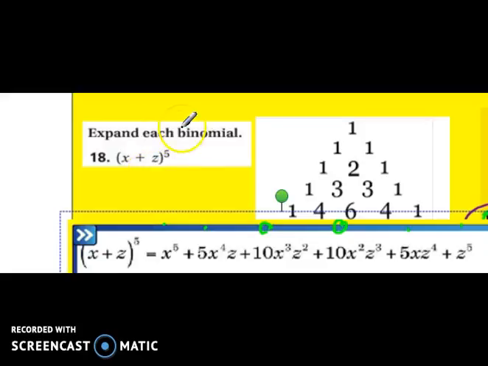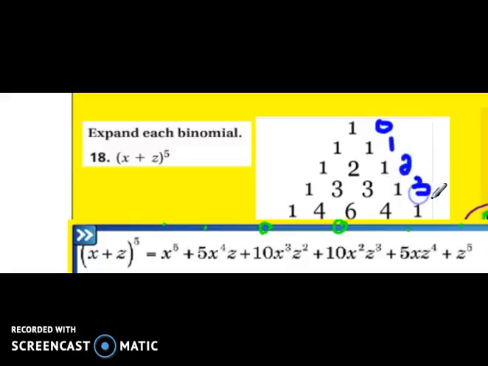In problem 18, I'm going to expand this using Pascal's triangle. So my first row is 0. I have 1, 2, 3, 4, and I need to go one more. So I have 1s on the ends. I have 5 because I'm adding the 2 above it, and then I have 10, and then I have 10, and then I have 5, and then I have 1. Those are all my coefficients. So I have 1 here, I have 5 here, 10, 10, 5, 1. That's where I got those numbers.